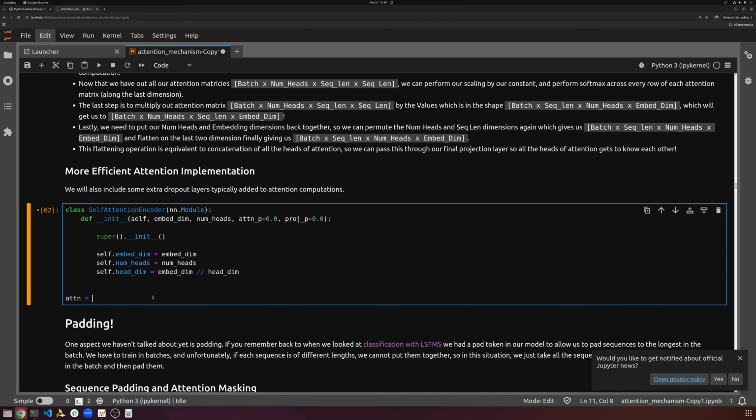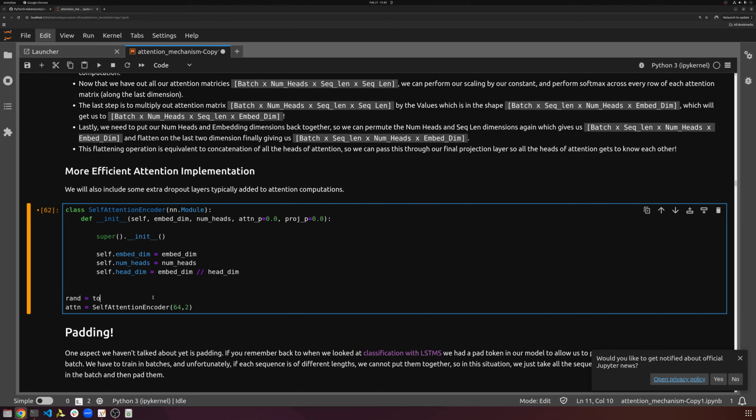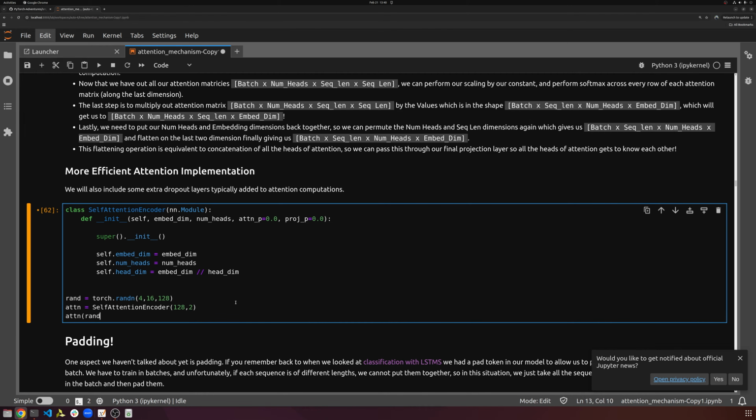Now we're going to call this attention, a self-attention encoder. We're going to take a 64 in. Let's do 2 heads, and we'll just leave everything else as 0. Rand is torch.randn. Actually, we had a 128 here, so there we go. And we have a batch. Let's do 4 by a sequence length of 16 by an embedding dim of 128. So we can do attention of rand.